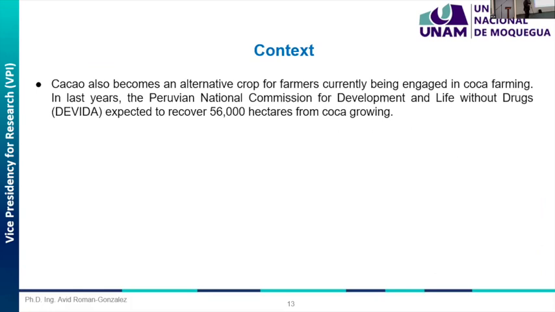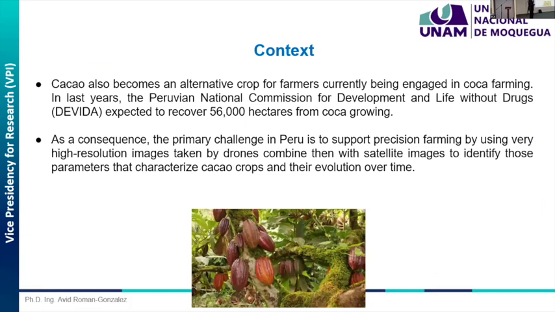As I told you, the idea is to use cacao farming to replace the coca farming in Peru. In the last years, we recovered 56,000 hectares from coca to cacao. And cacao farming is a very important economic activity for us.